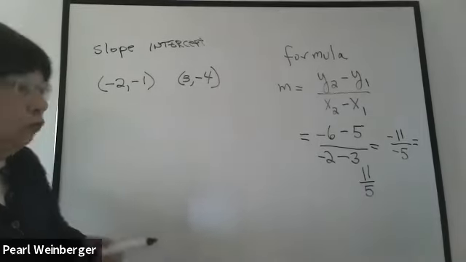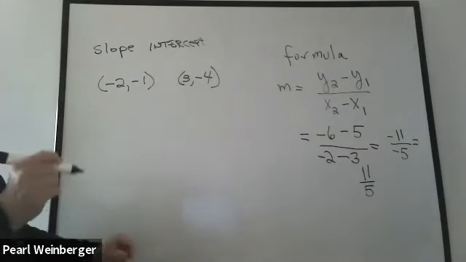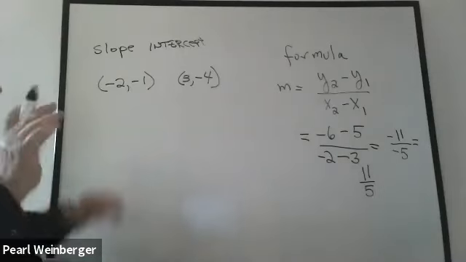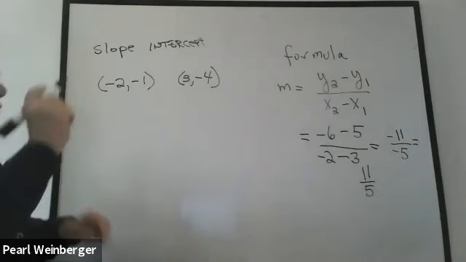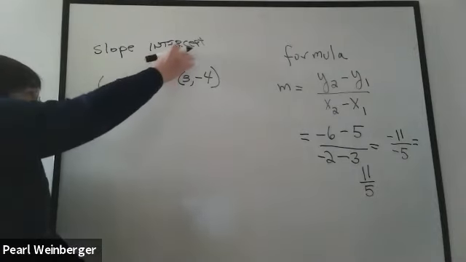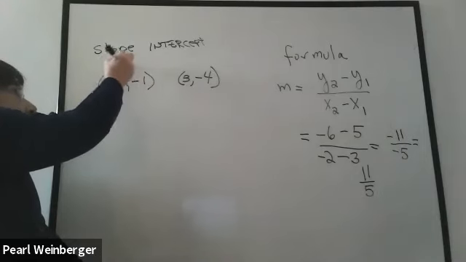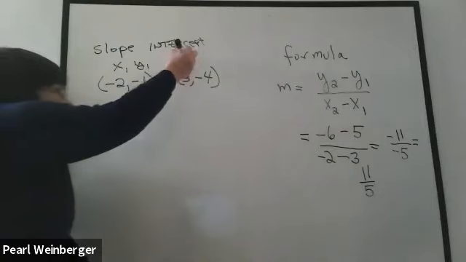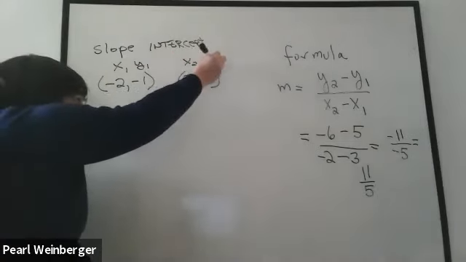I'm going to do this one because you have to be careful. Now, I always like to pick one as my first. I like to label it: first point and second point. It doesn't matter what you call your first point. Let's call this our first point. So this would be the x1, y1. And this is our second point. So this is the x2, y2.